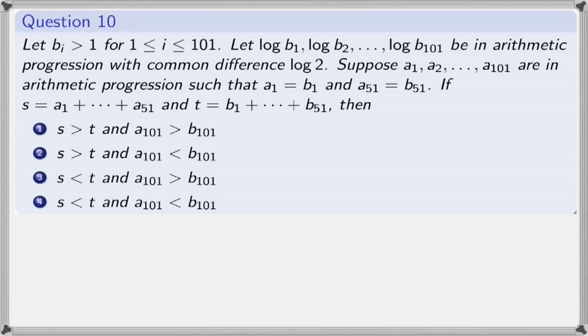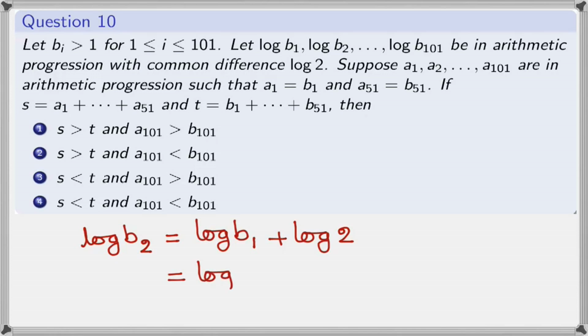Since log of b1, log of b2 up to log of b101 is in an arithmetic progression with the common difference log 2, we can write log of b2 is equal to log of b1 plus log of 2. That is, log of b2 is equal to log of 2b1. Now taking exponential on both sides, we get b2 is equal to 2b1.